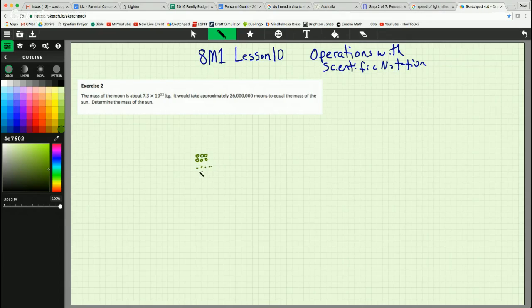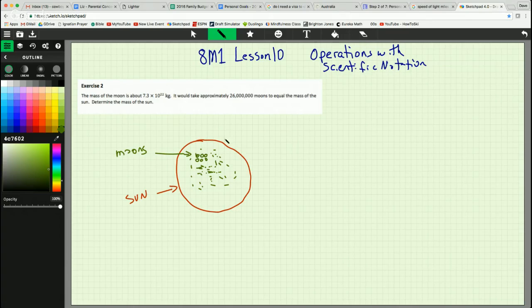And we need to have a whole bunch of these moons before we equal one sun. So this big thing is the sun, and each of these little things are moons. And we need to have 26 million of these things. Boom, boom, boom, boom, boom, boom. I can't even get, that's probably 100. I need 26 million moons to equal a sun. So what's bigger, the moon or the sun? Well, the moon is a lot smaller because it takes 26 million to make a sun.